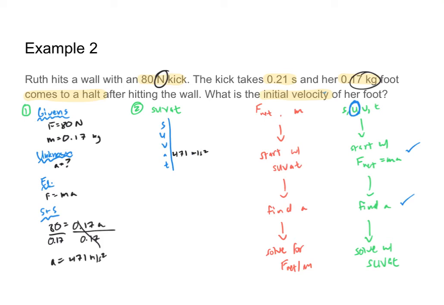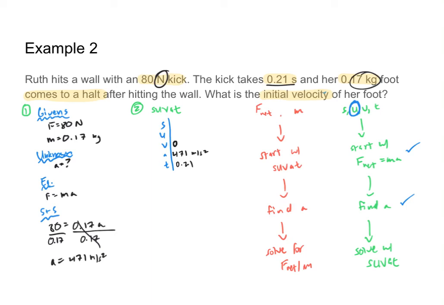I know that the time that it takes my kick to happen is 0.21 seconds, and I know that because the units next to 0.21 are my units for time. And I know that her foot comes to a halt when she hits the wall. And what I'm going to have to do is figure out the initial velocity of her foot.